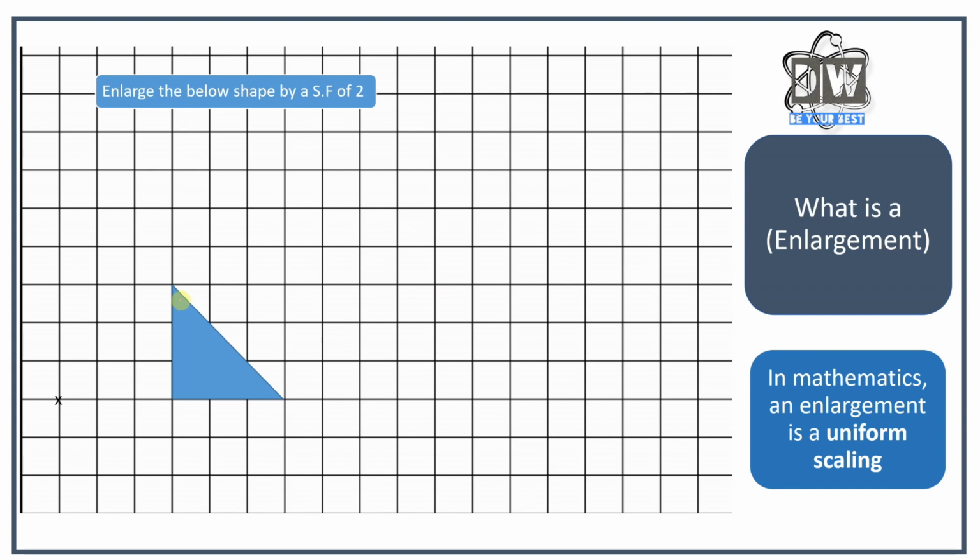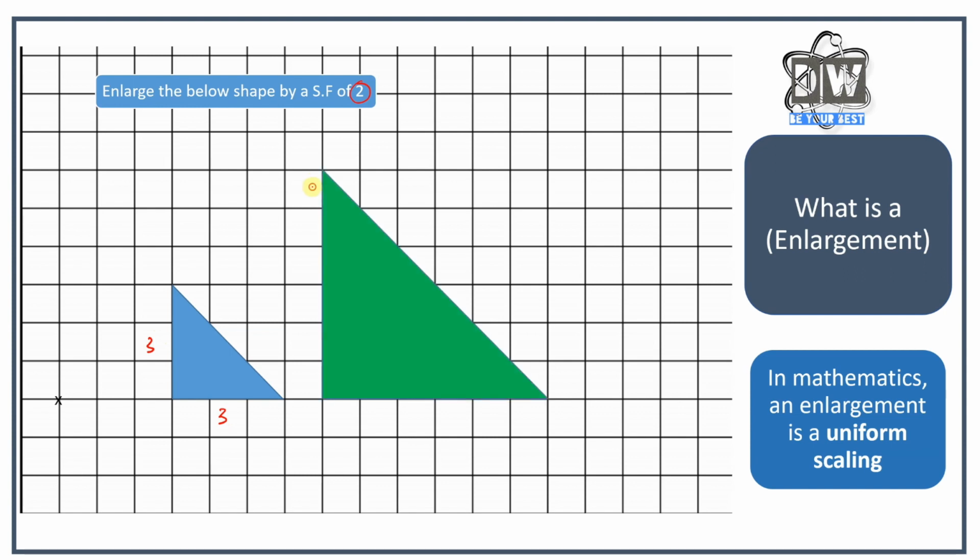This original shape is 1, 2, 3 by 1, 2, 3. So it's 3 by 3. Our new shape, scale factor of 2, should be 6 by 6. So let's have a look. I've got 1, 2, 3, 4, 5, 6, correct? 1, 2, 3, 4, 5, and 6. So I know that that shape is correct.